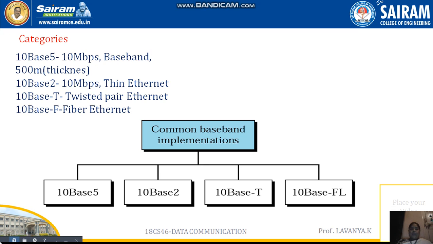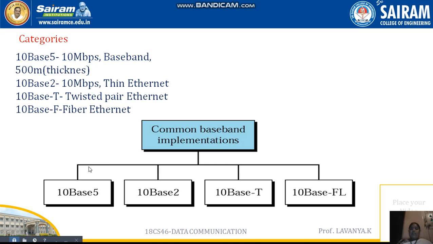It has a very thick Ethernet cable. Then the 10 base 2 also runs at 10 megabit per second, and it is very thin. But 10 base 5 is the thick Ethernet, and 10 base 2 is the thin Ethernet. Then 10 base T is the twisted pair Ethernet, and 10 base F is used as the fiber Ethernet. These four are the categories of the Ethernet.